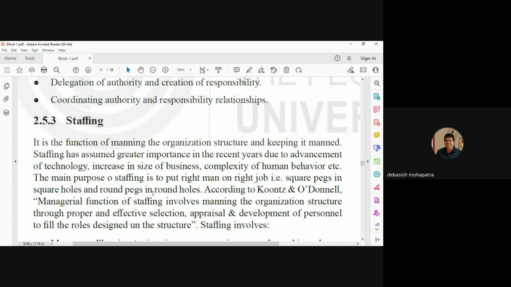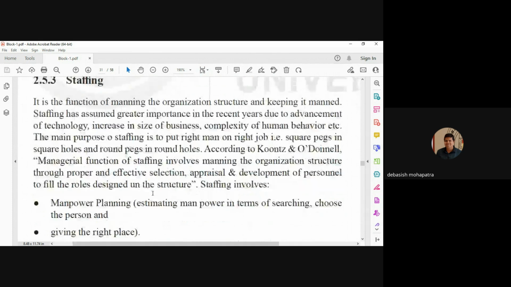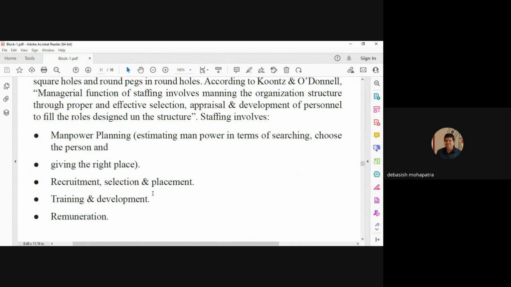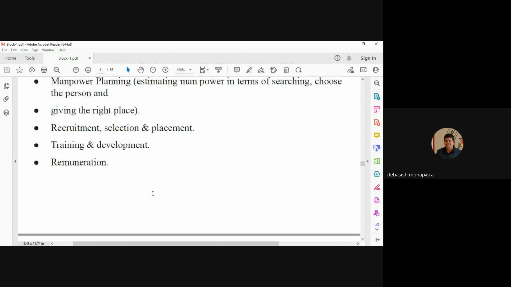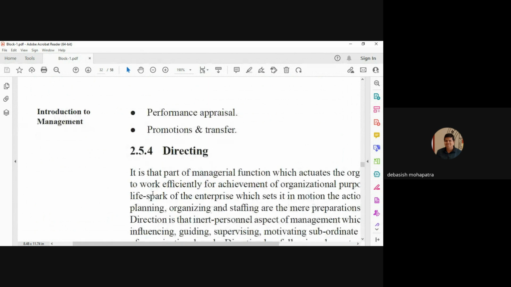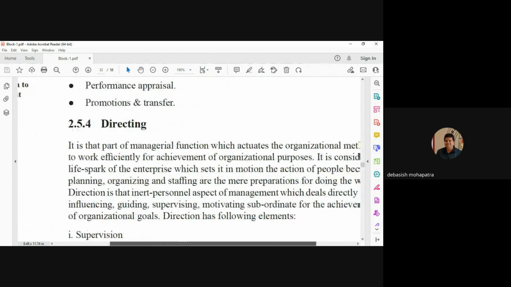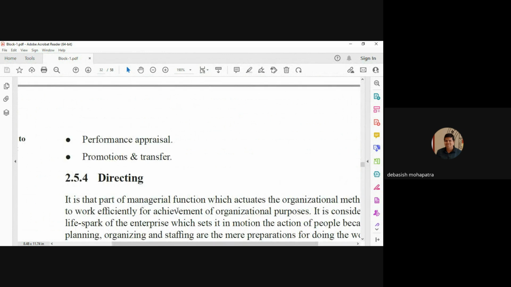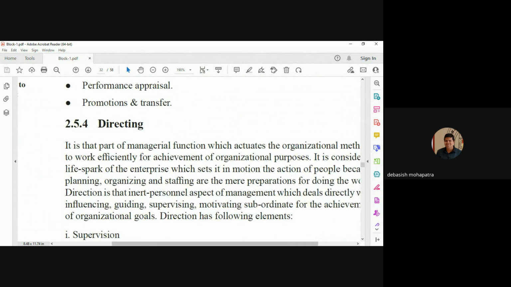In staffing, we know staffing means appointing people for doing our work. It includes manpower planning, estimating manpower, searching, choosing the person and giving the right place, recruitment, selection and placement, training and development, and remuneration. And performance appraisal and promotions and transfers.